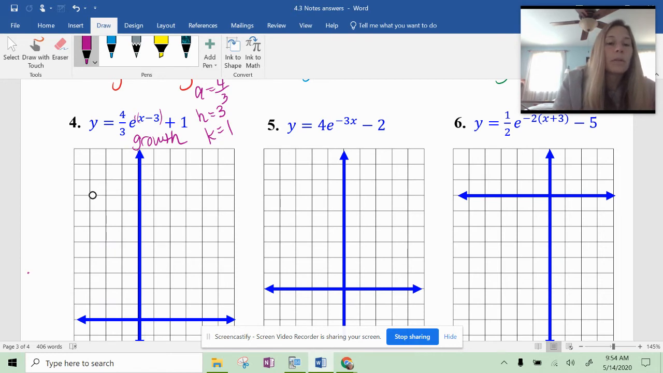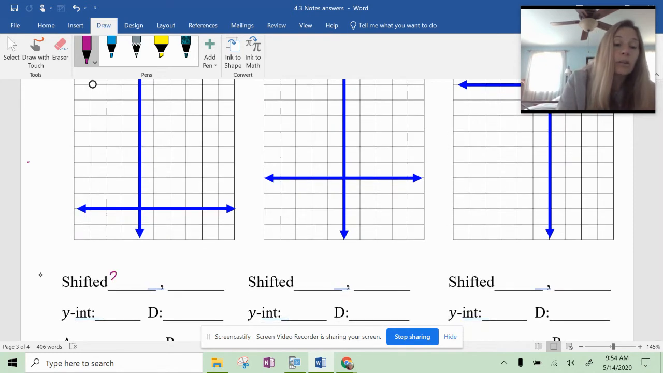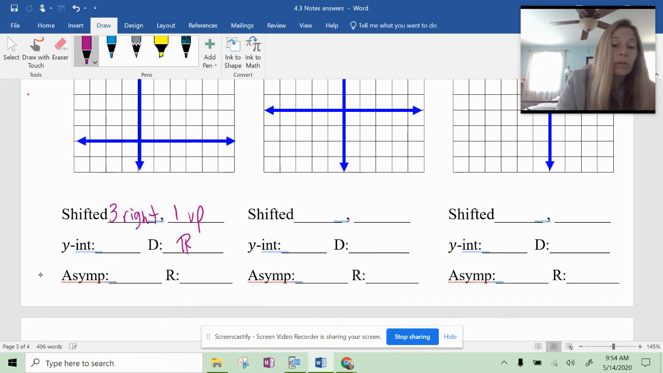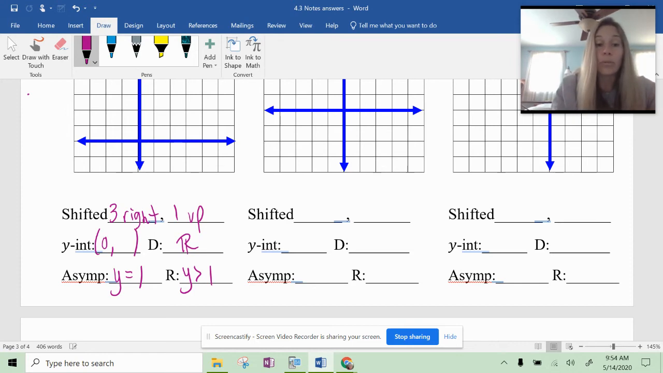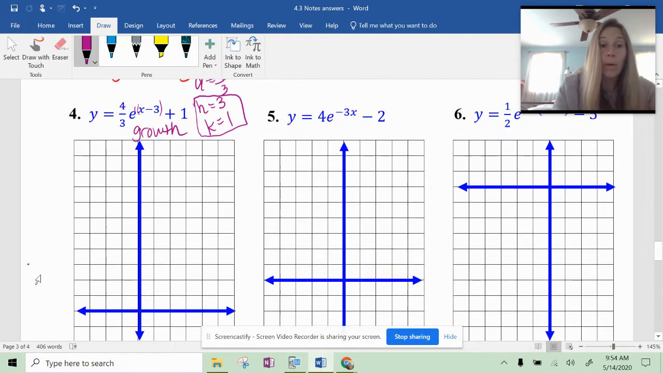So when we go down here to the bottom, because of the H and the K, just like we did with exponential growth and decay, we're going to shift 3 to the right because H goes left and right and 1 up. So that's not going to change. 3 right, 1 up from the parent function. The domain is still going to be all real numbers. The asymptote will be y equals that K value, which is 1 in this case. And since our A value of 4/3 is positive, our range will be y is greater than 1. The y-intercept, however, will be 0, and then whatever you get when you plug in 0. So we'll use the calculator for that part.